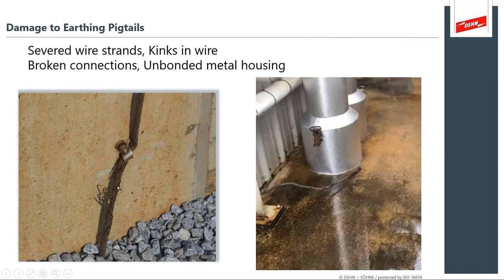You've got problems like this where you see severed wire strands and kinks in the wire due to groundskeeping maintenance and things like that. You have broken connections that you're looking for. Here we see the pigtail coming out of the side of the wall, but it's supposed to be bonded to this metal equipment, this metal housing. And here we see it's just laying in a puddle of water. These are the things that you want to watch out for, and this is what an operator can watch for in their maintenance plans.